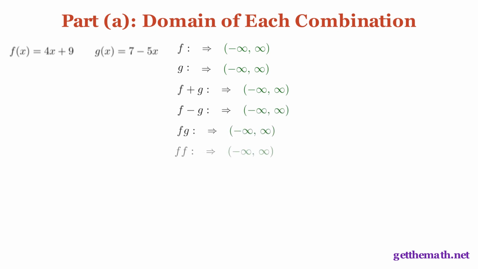Domain of f times g, all real numbers. Multiplying two linear functions gives a quadratic, still defined everywhere. Domain of f times f, all real numbers. Same reasoning as f times g.